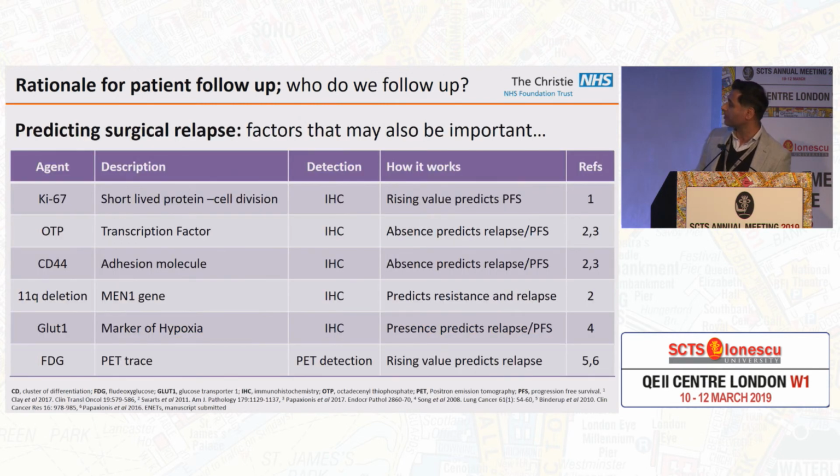Can we go any further? So some of this has been alluded to. At the Christie, we've been doing a lot of work on predictive factors, trying to work out which of these factors make a difference to outcome. And in fact, all of these factors make a difference. Why isn't this standard of care? It's not a standard of care because we can't validate it. We can't validate it because we don't have the developed pathways.